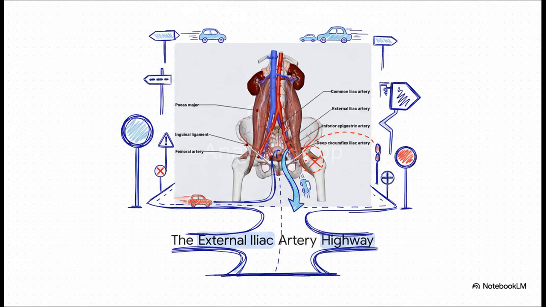Now let's trace that outer path first. You can think of the external iliac artery as an absolute express highway straight to your legs. It's a really large vessel. But interestingly enough, it mostly bypasses the pelvic organs completely. It travels right under the inguinal ligament, that thick fibrous band. And once it crosses that line, it actually changes its name to become the femoral artery, carrying the main blood supply all the way down your lower limb.